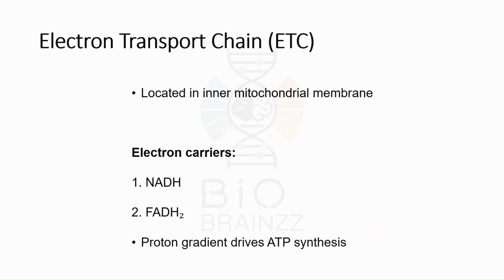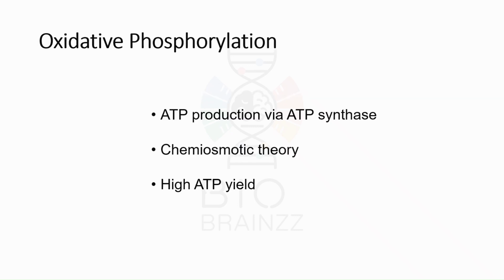As electrons move through the chain, a proton gradient is created across the membrane. This gradient is used to produce ATP. This concept is very important because it explains how most ATP is generated in the cell.